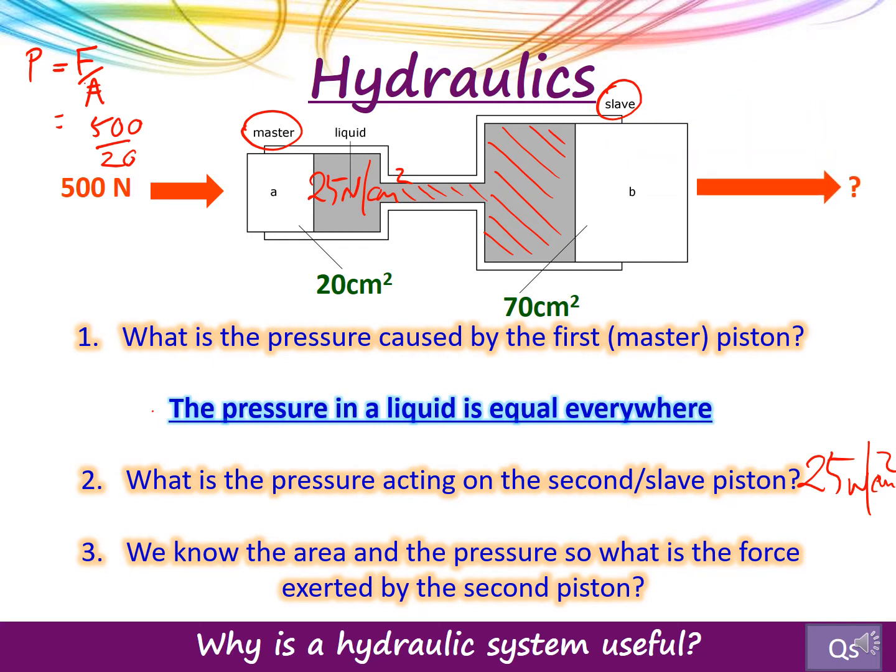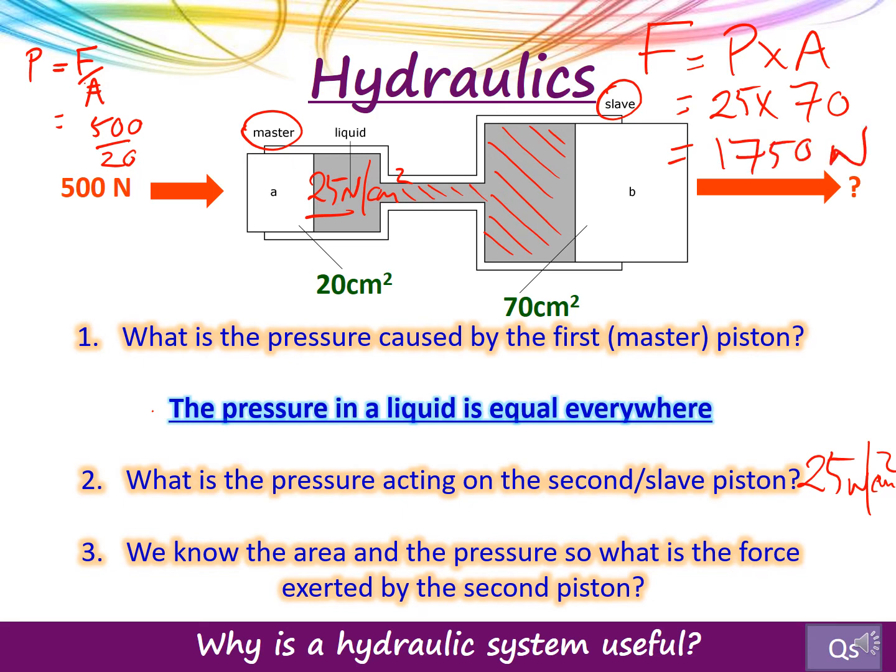So we want to work out F for force equals pressure times the area, which equals 25 pressure from liquid, multiplied by an area of 70 centimeters squared. And this should give you 1,750 newtons.